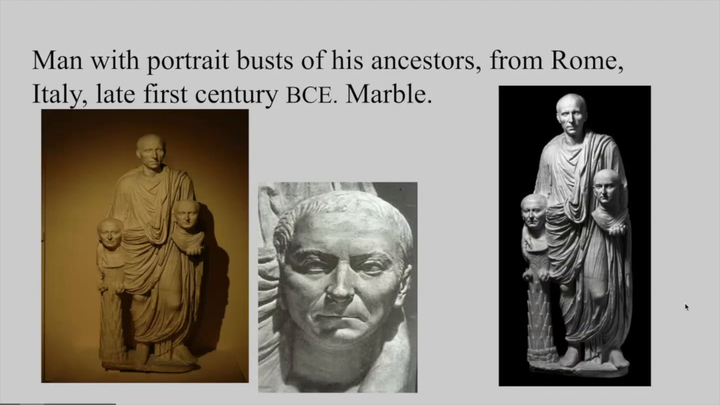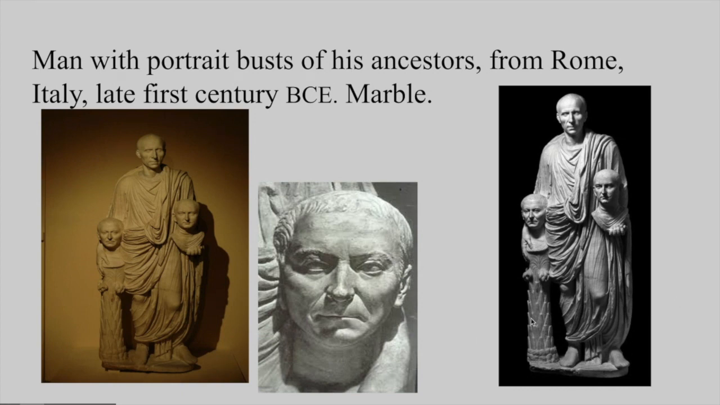Our last artwork is man with portrait busts of his ancestors from Rome, Italy, late 1st century BCE, and it was once again made out of marble. The context of this artwork is that in Rome, those of high society had these family portraits, which proved to people you had power and belonged to a wealthy society. It showed your pride in being related to such significant figures and influenced your own power in society.